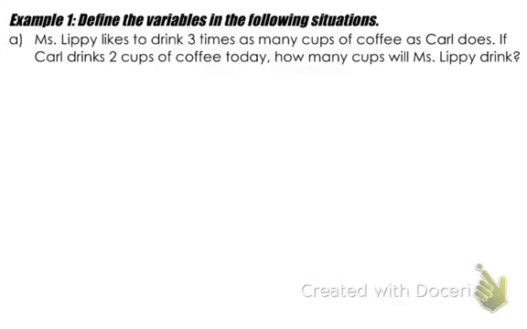Alright, so in this problem we're talking about one person, Miss Lippy, who drinks cups of coffee. We also know there's another person involved named Carl who drinks cups of coffee as well. So the two variables that we're talking about, I know that it says Carl drinks 2 cups of coffee, but the two variables will represent the two main objects in our situation.